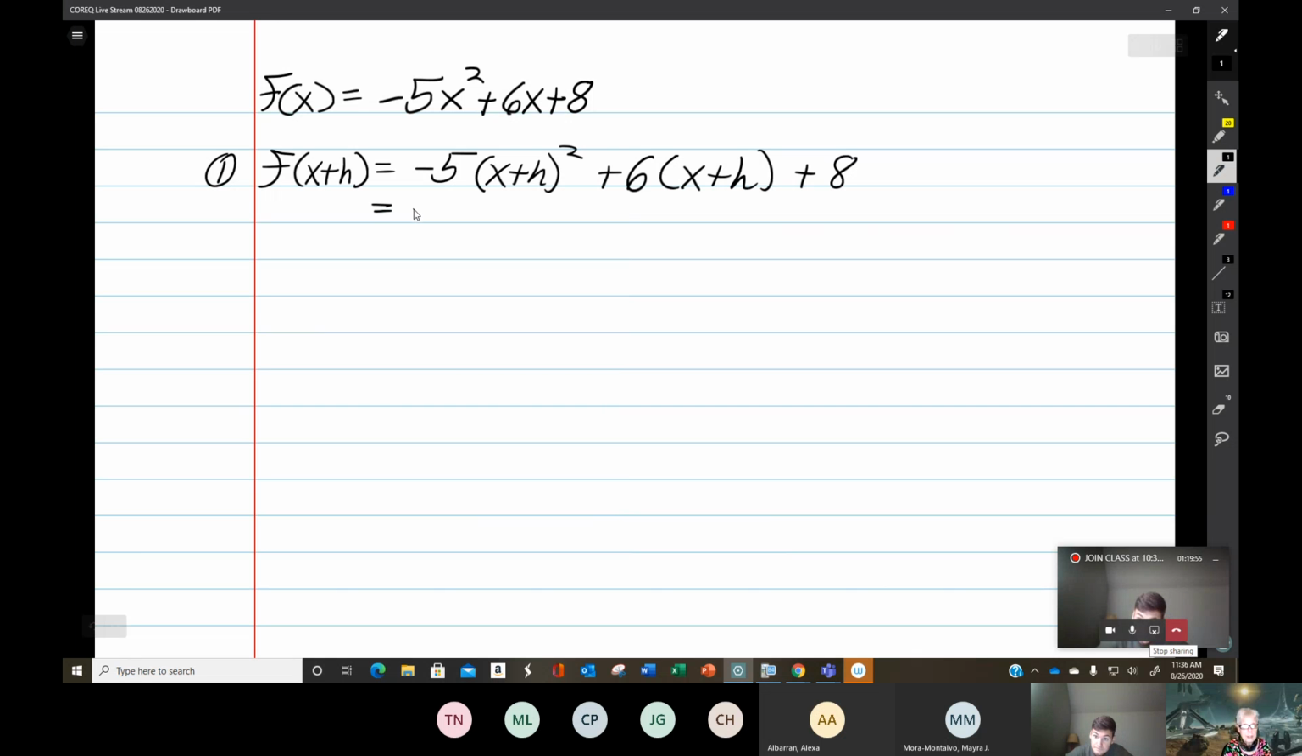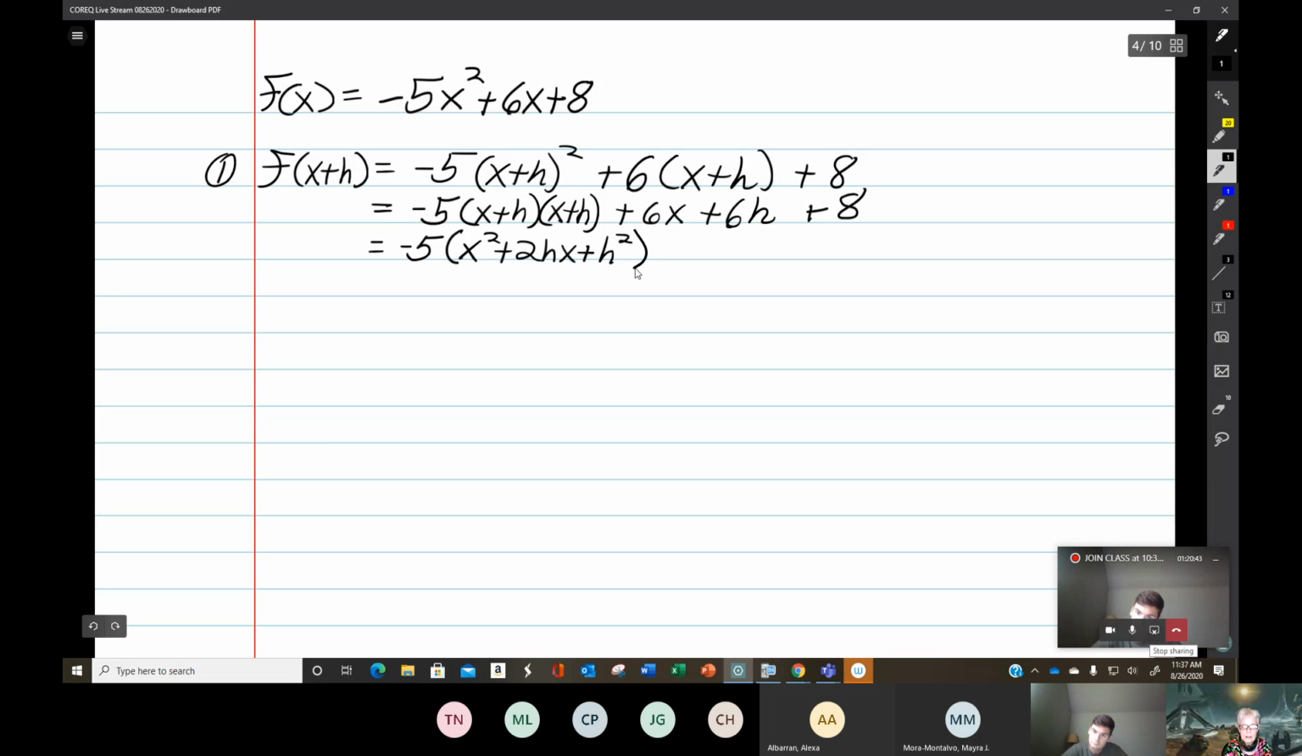And then I have to work it out. So I'll have a negative 5 x plus h times x plus h. I'm going to distribute the plus 6 to x plus h. So plus 6x plus 6h plus 8. And then I usually wait to put any number in front until I get this. Remember, that's always what you get when you say x plus h times x plus h, plus 6x plus 6h plus 8.